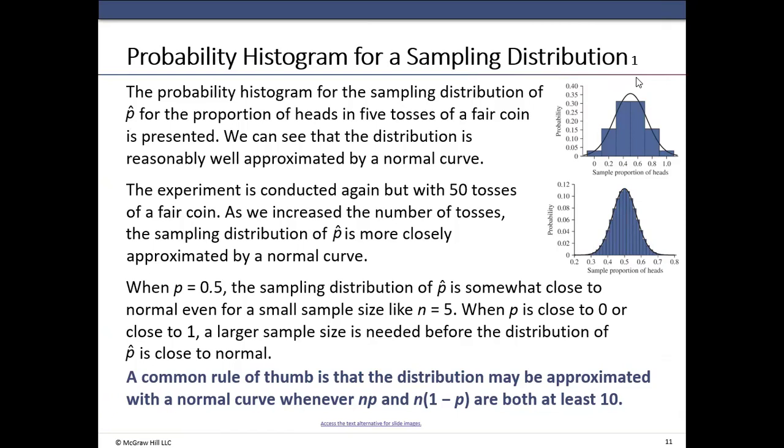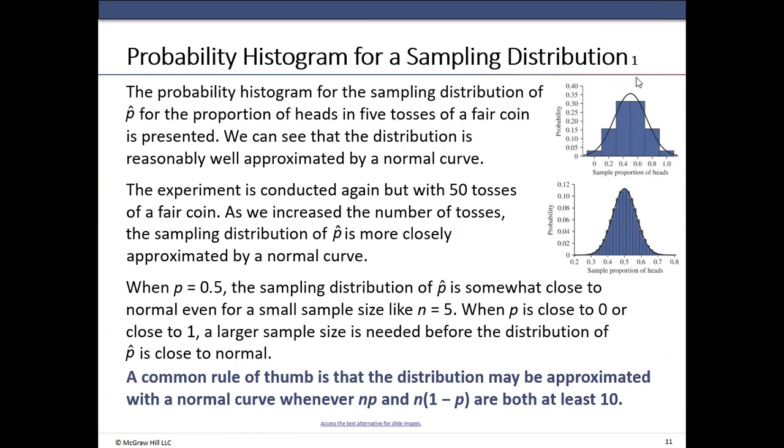When p is close to 0 or close to 1, a larger sample size is needed before the distribution of p hat is close to normal. In our case, p is 0.5, so we are fine. Even with a small sample size of 5, we got a bell-shaped histogram for the sampling distribution of p hat.